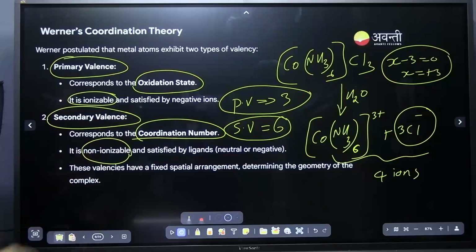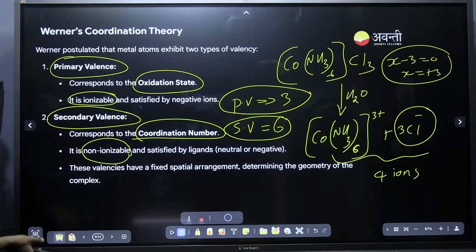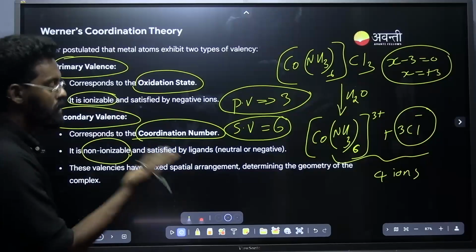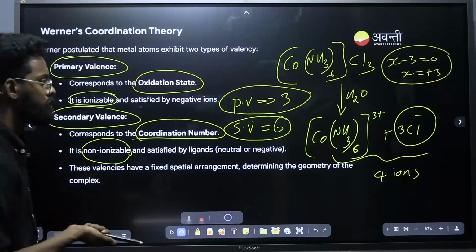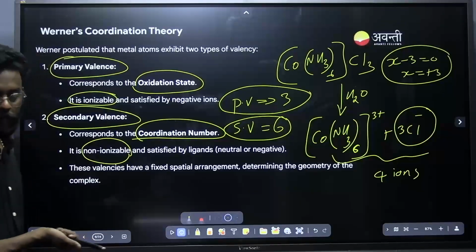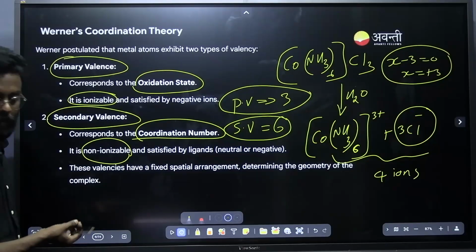Now one of the applications I can give you related to primary valency and secondary valency. Are you done, students? It's a very easy thing. Just go through the oxidation number, you will get primary valency, then secondary valency you will get from the coordination number. Can I move? Are you there, students? Okay.